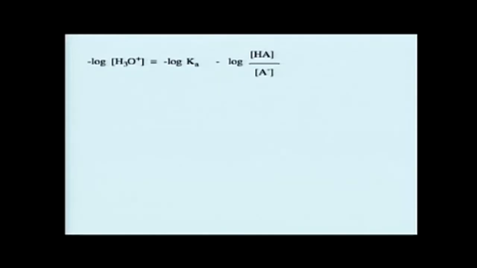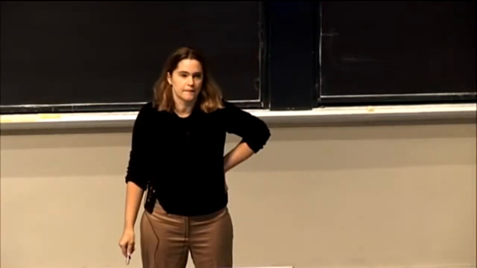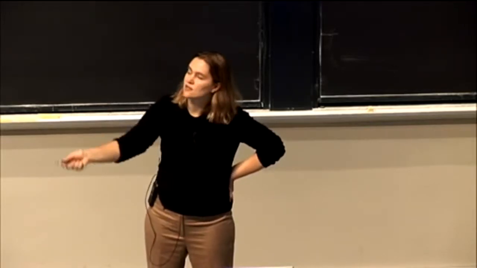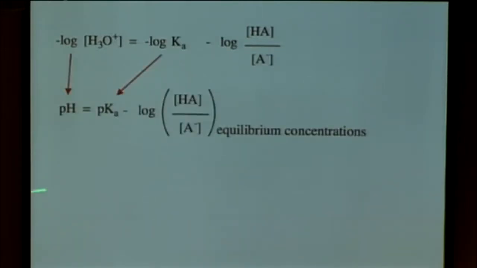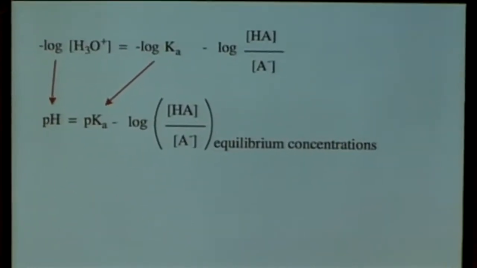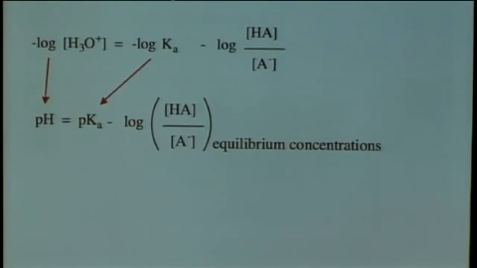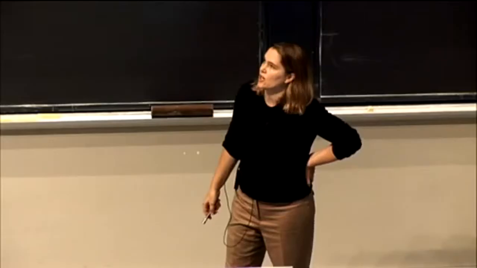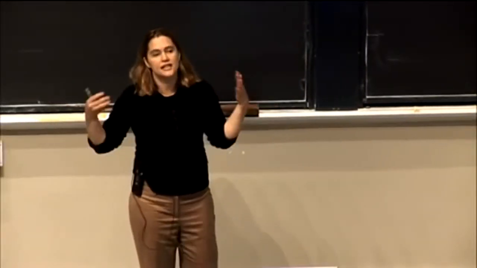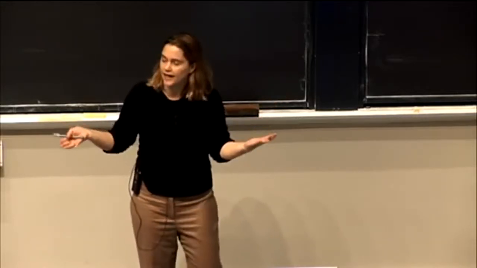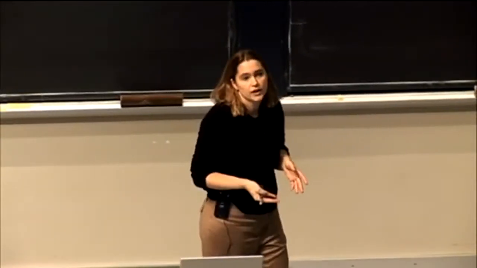So what is minus log of hydronium ion concentration? pH. What's minus log of Ka? pKa. So we have pH equals pKa minus the log of the concentration of your acid over the concentration of your conjugate base. And these are equilibrium concentrations for that, because remember, we derived it from our equilibrium expression for Ka. But a lot of times when you're working buffer problems, you know the concentrations that you added of these things, not necessarily the concentrations at equilibrium.